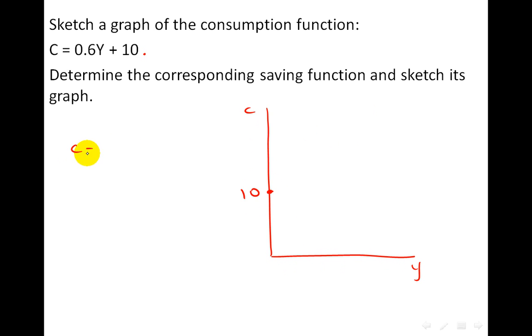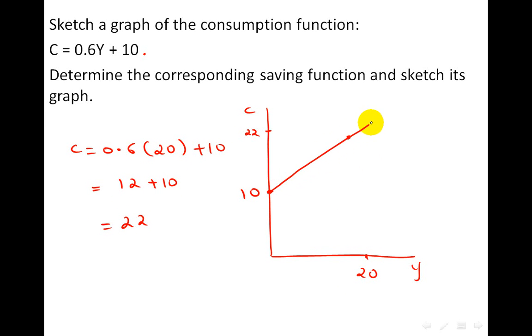So we will plug in instead of y whatever number we want. Let's plug in, for example, 20. So 20 times 0.6 will give you 12 plus 10, which will be 22. So when y is 20, C will be 22. So we'll have another point here, and this would be our graph. This will be our linear graph for the consumption function.